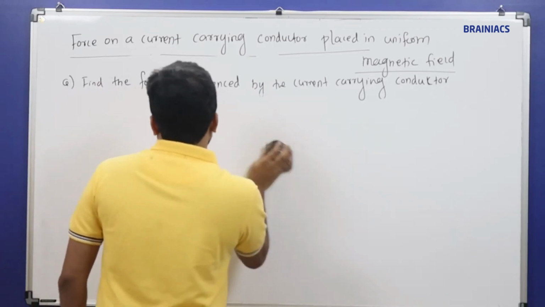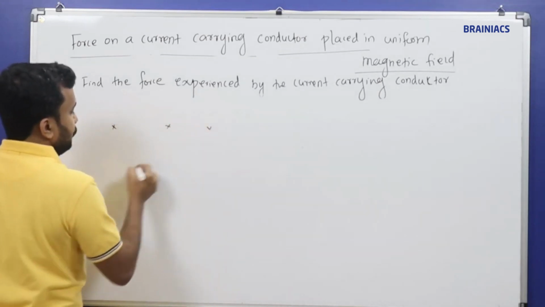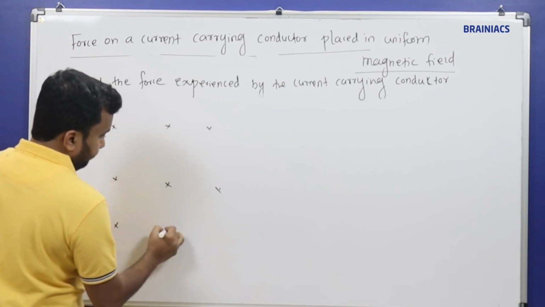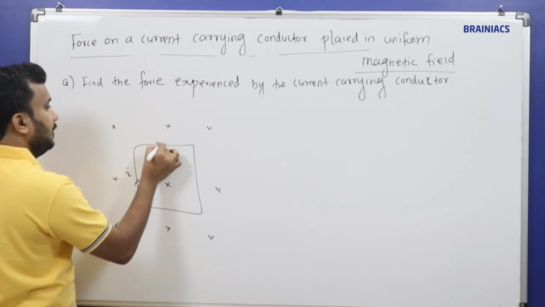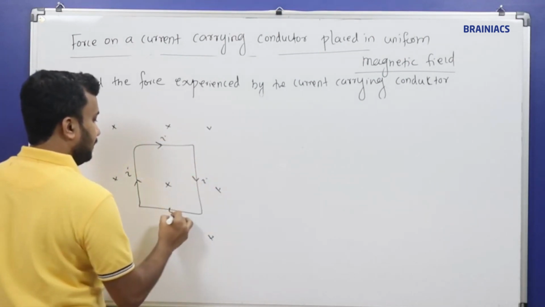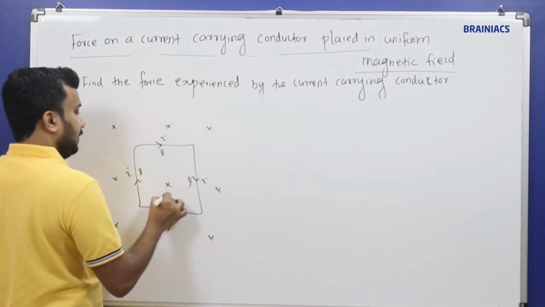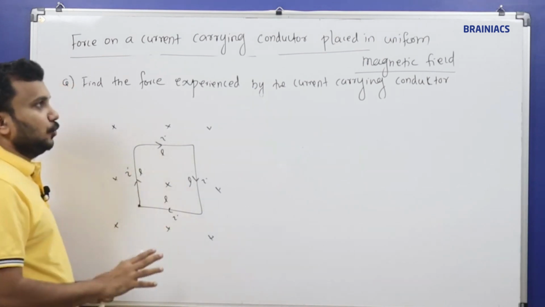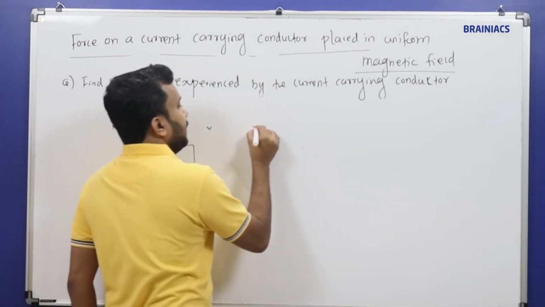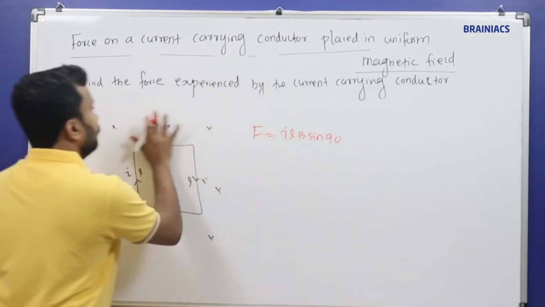One more question I will do. Find the force experienced by the current carrying conductor placed in a magnetic field. We have a magnetic field into the board. I have a loop like this, with current I. The length is L, L, L and L. So I have to apply the formula for a closed loop placed in a magnetic field. F is equal to, tell me, ILB sine of how much? 90 degrees.